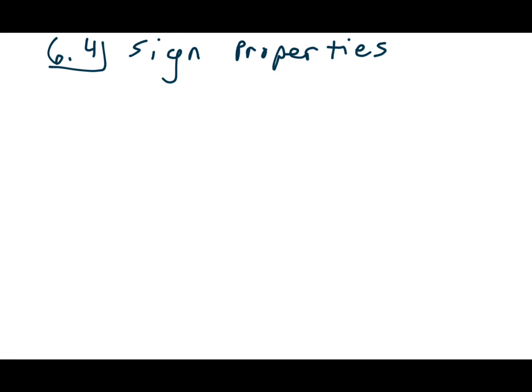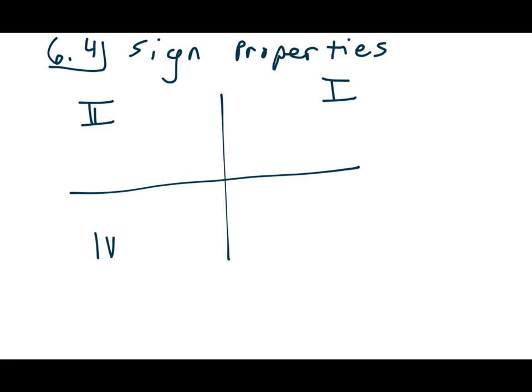Okay, for 6.4, we're still in 6.4. We're gonna talk about some of the other things. Next time, we're just talking about sign properties. So let's first go back to the quadrants, the Cartesian plane, and label each of my quadrants.